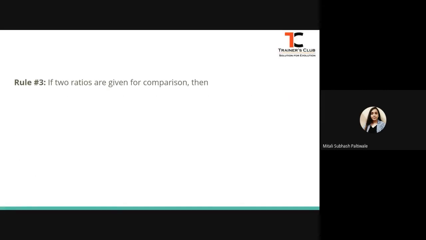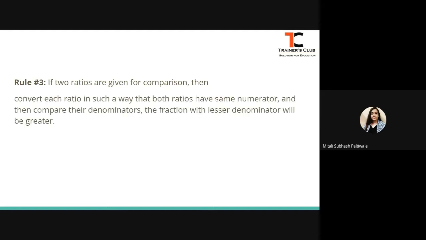Rule number 3 says, if again two ratios are given for the comparison, you need to convert them in such a way that their numerators will be equal, and then you need to compare the denominators. Whichever fraction has the lesser denominator will be greater, and whichever has the greater denominator will be lesser.